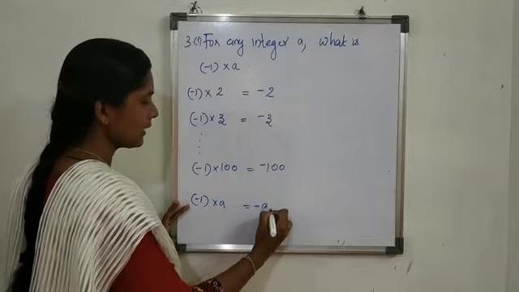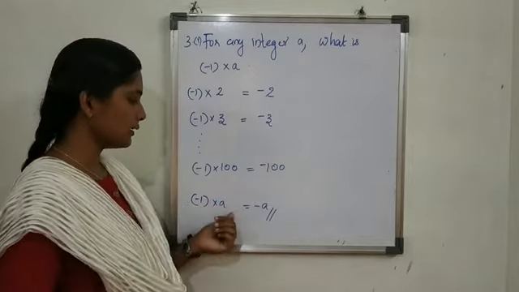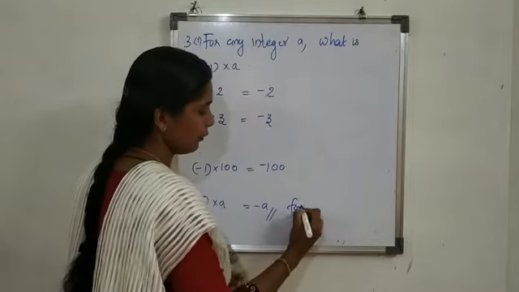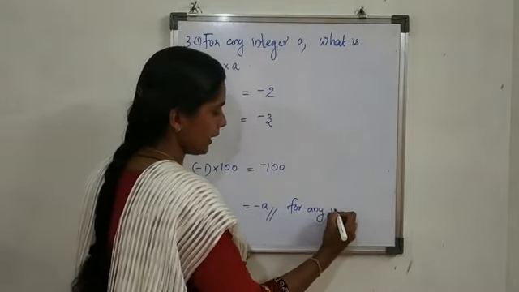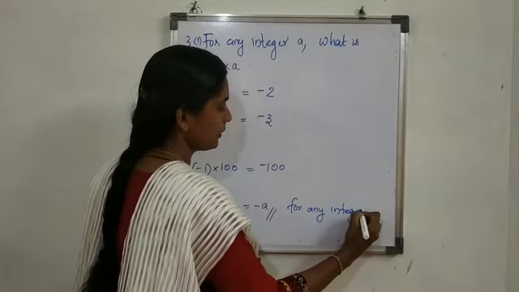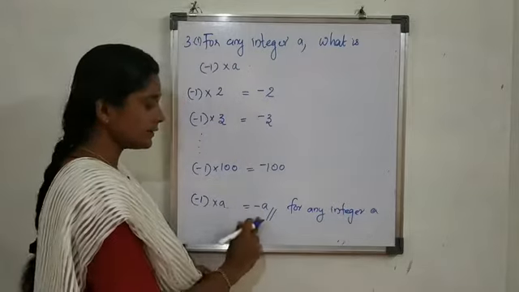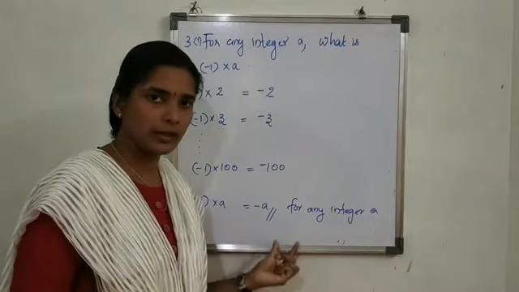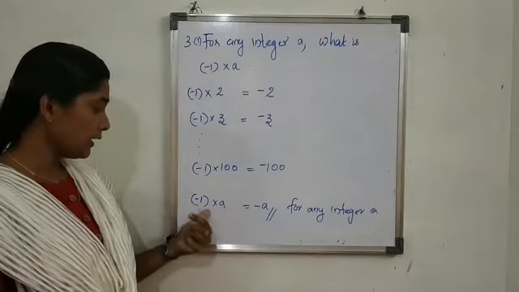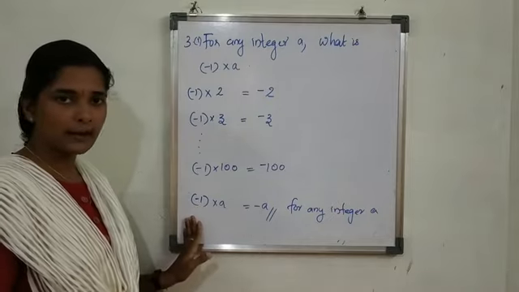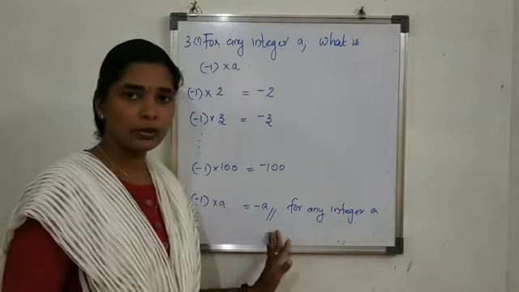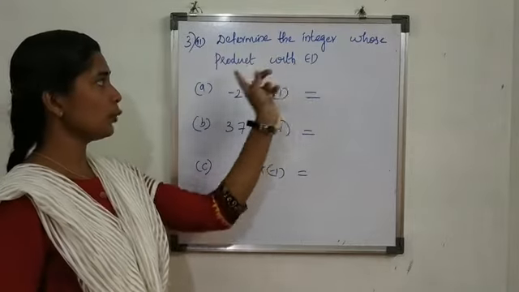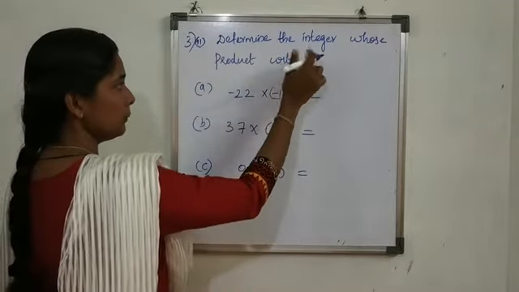Then what is minus 1 into A? That is minus A. Minus 1 into A is minus A for any integer A. You just multiply 1 into A. 1 into A is A. Then check how many negative integers are there. Here only one negative integer, therefore that is an odd number. Therefore the answer is negative.